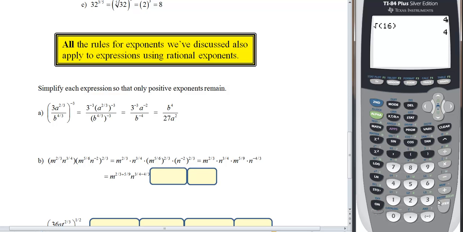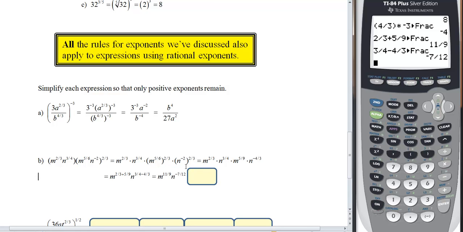And go frac it, and let's see what m becomes. So that should be m to the 11/9. Now if I do 3 divided by 4 minus 4 divided by 3, let's go frac. Okay, so m to the 11/9 and n to the -7/12. But remember, negative exponent, got to move it down to make it positive. So that's the last thing I have to do on this one. So there it is.